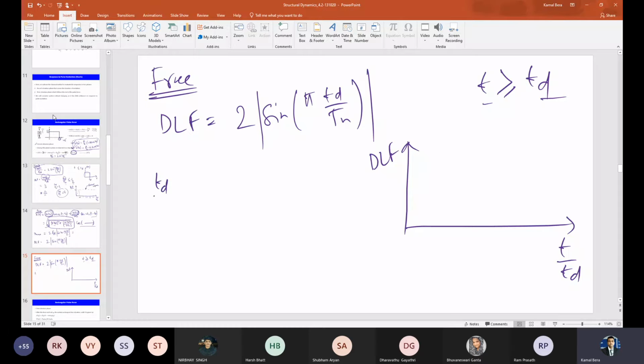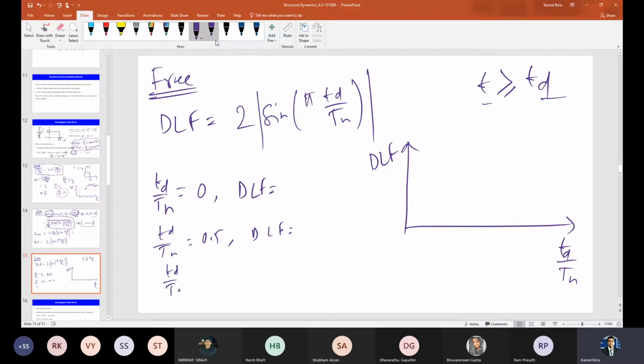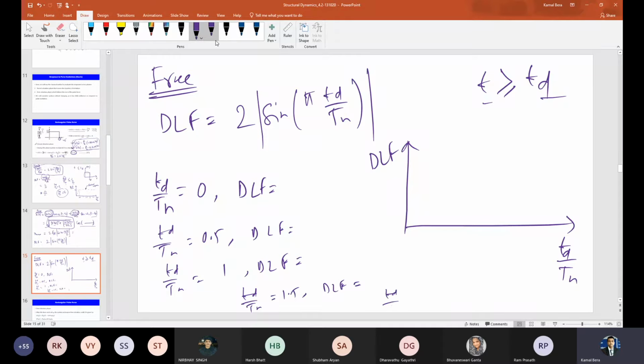So now tell me, if Td by Tn is 0, what is DLF? Td by Tn 0.5, what is DLF? So tell me quickly the DLF values. Td by Tn 1, what is DLF? Td by Tn 1.5, what is DLF? Td by Tn 2, what is DLF? Tell me. First DLF, 0. Second, 2. Third, 0. Fourth, 2. Then 0.